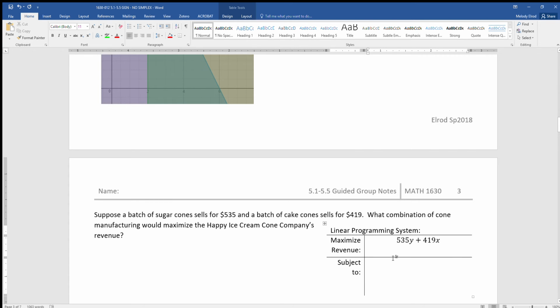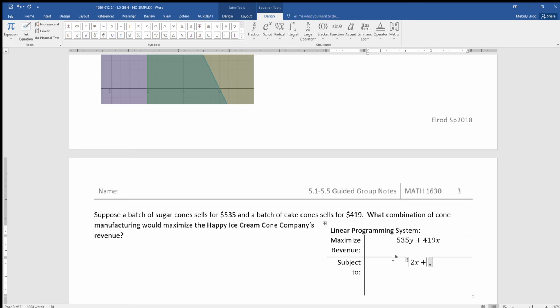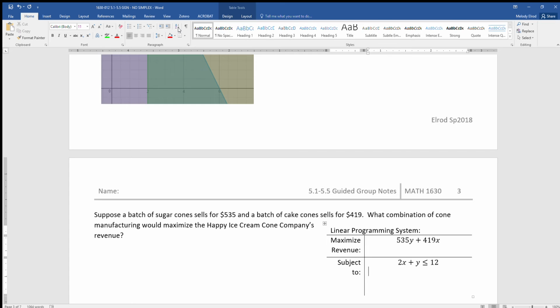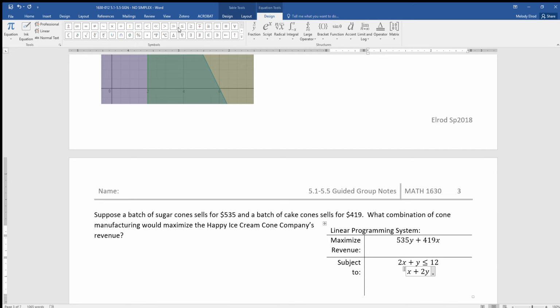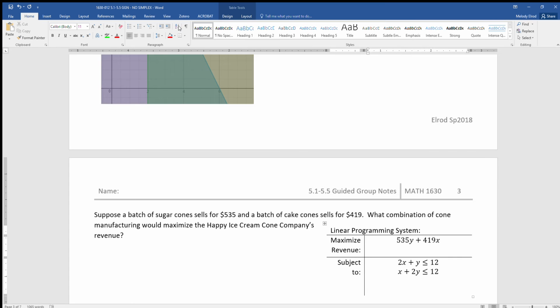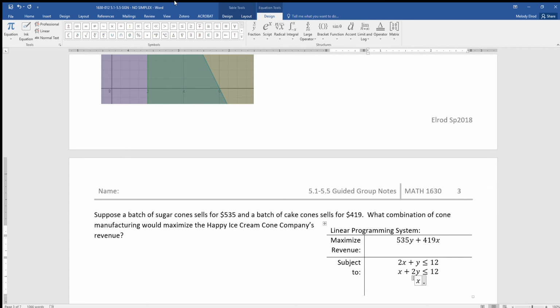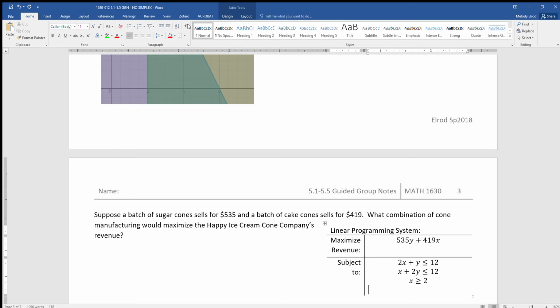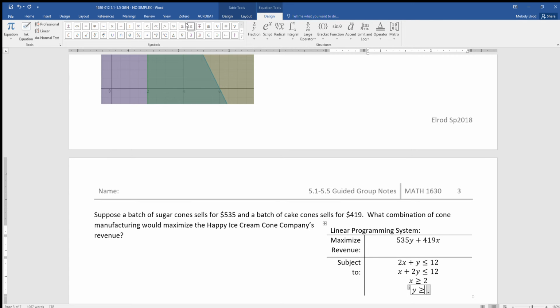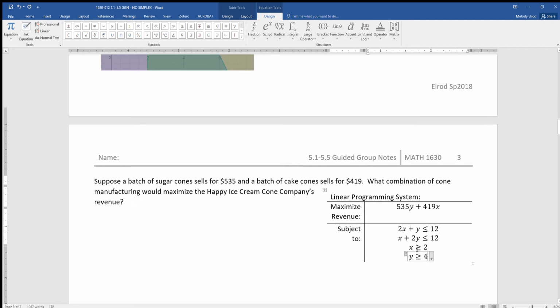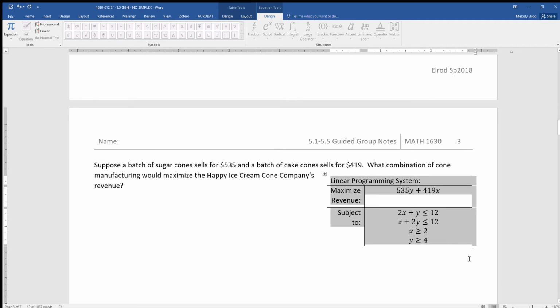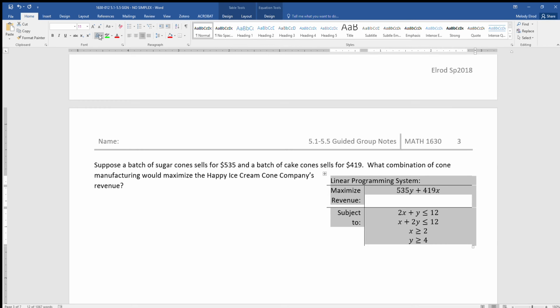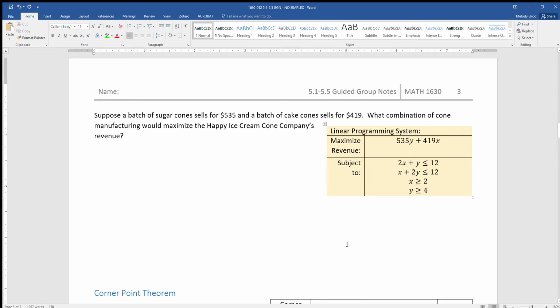So those constraints were, I had 2x plus y less than or equal to 12. I had x plus 2y less than or equal to 12. I had x greater than or equal to 2, and I had y greater than or equal to 4, right? No big deal. So this is what's known as a linear system, this guy right here. This is really handy, and it helps us to keep things in line. I encourage you to, on a regular basis, go ahead and write out your linear programming system. It's going to be useful.